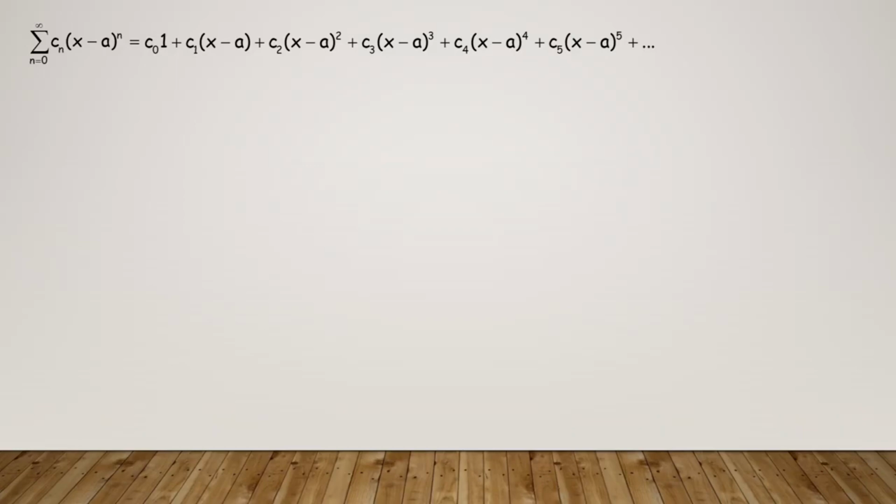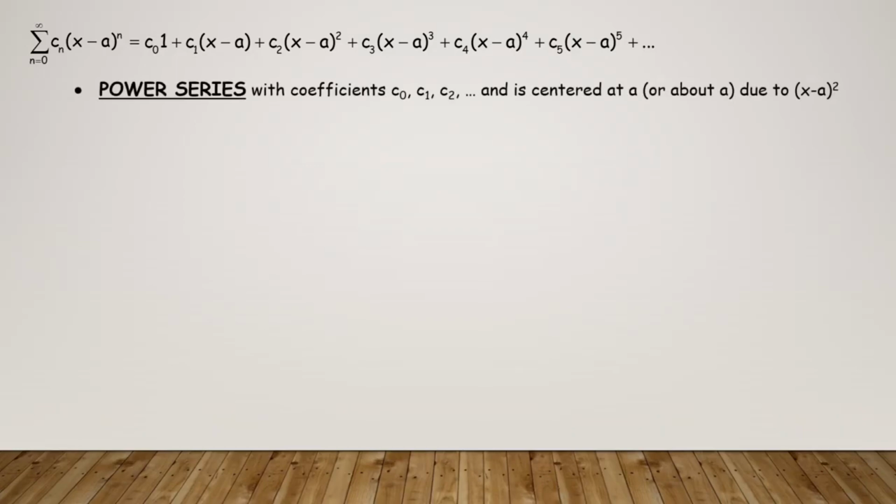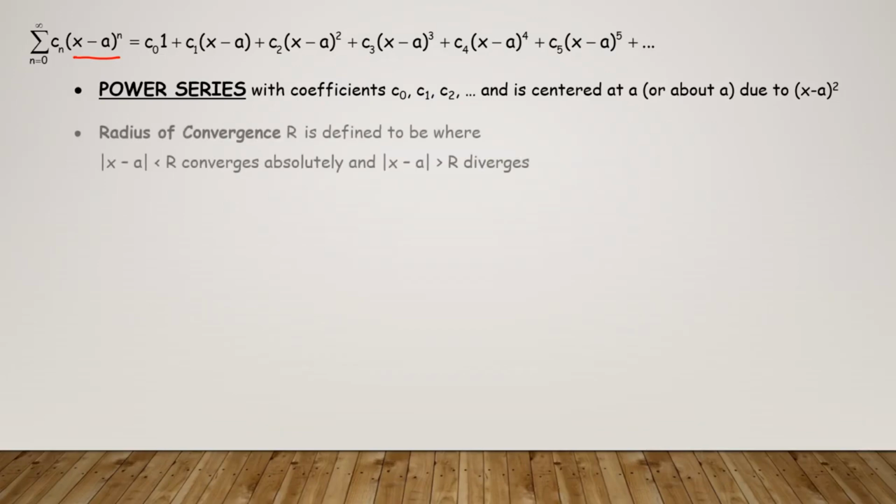and so on. This is called a power series, and this power series has coefficients c sub 0, c sub 1, c sub 2, c sub 3, and so on. And it is centered at a, which is determined right here in the problem. Sometimes when you read a problem, they might say this series is about a. It means the same thing.